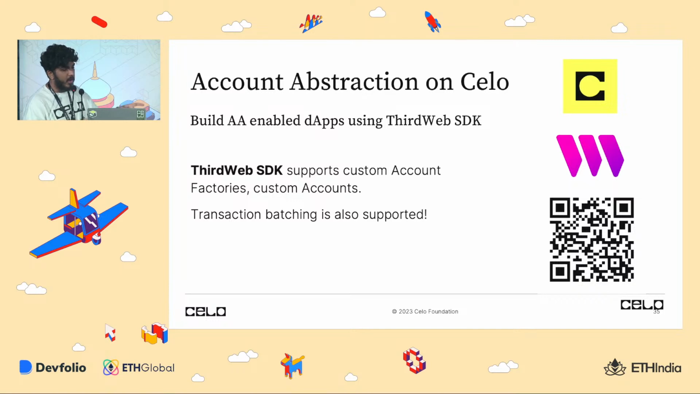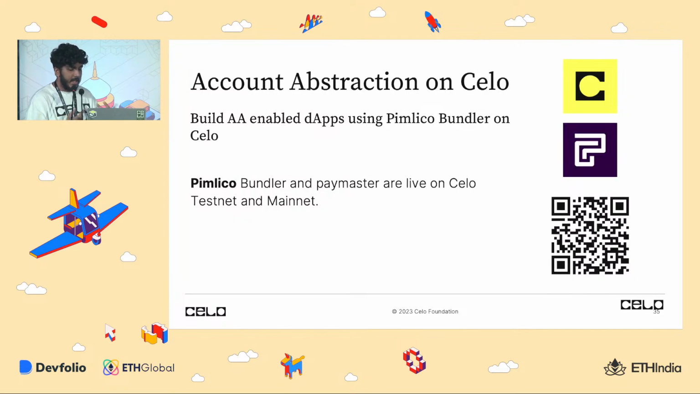If you scan this QR code, you will get a guide on how to build account abstraction dApps using thirdweb. And then there are also other options like Pimlico Bundler. Pimlico Bundler is live on Celo. You can use it for mainnet, testnet. There are also paymasters live. So if you're building something using Pimlico, just wanted to let you know that it works on Celo as well.